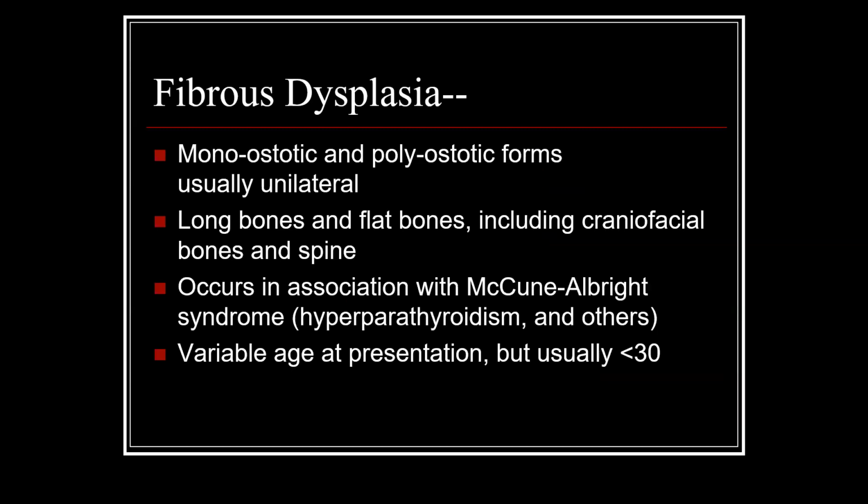Now, in contrast, fibroosseous dysplasias, no, that's the next one. Fibrous dysplasia has both single bone and multiple bone forms. It's usually just one side, and it tends to affect both long bones and flat bones, including some of the craniofacial bones. It does have some associations, particularly the polyostotic forms with McCune-Albright syndrome, some forms of hyperparathyroidism, and so forth. But it's usually a young adult, late adolescent kind of presentation for this disorder.